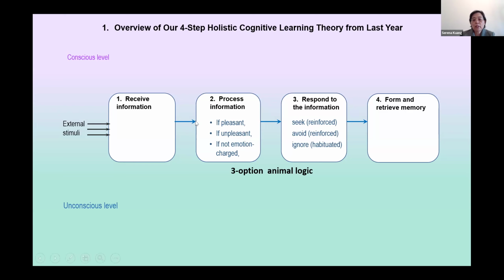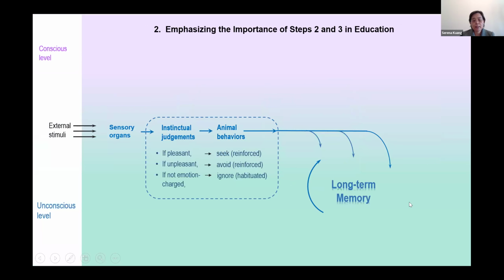And we call this spontaneous information processing and responding, with 3 options, animal logic. That's the limbic system. It always seeks short-term satisfaction. However, at a higher level, we have our cortex and the rational brain. So this is a highlight of the 4 cognitive steps.